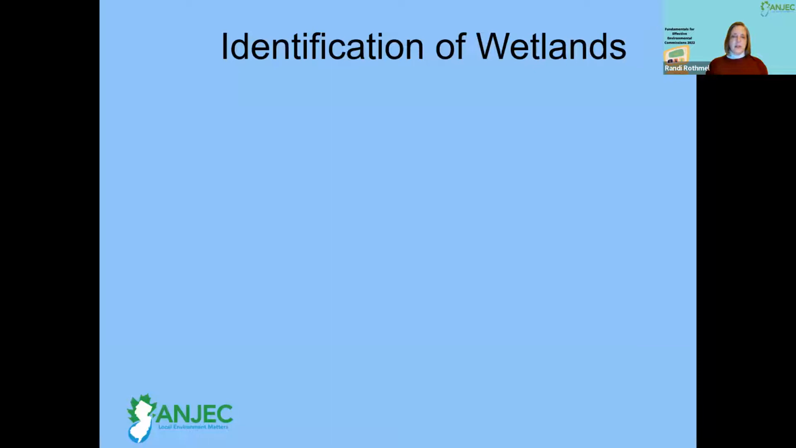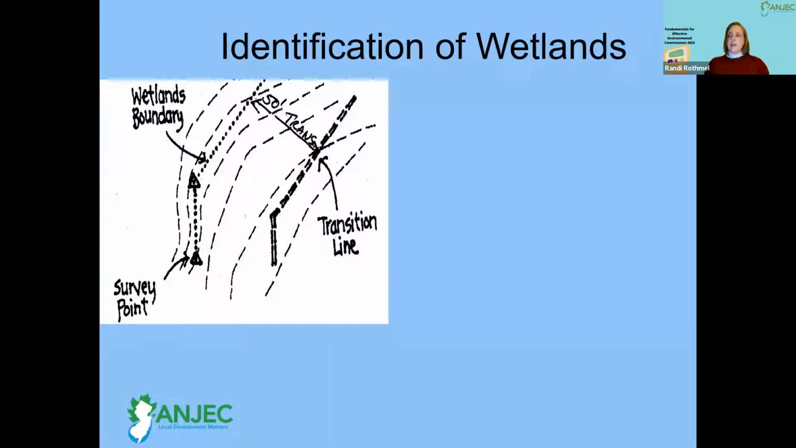Identification of wetlands. Wetlands are regulated by the New Jersey DEP. Municipalities can't pass wetland ordinances, but they can ensure that the state regulations are followed. This requires a letter of interpretation from the DEP. When that letter comes in, if there are wetlands, environmental commissioners might question whether the delineation is correct.